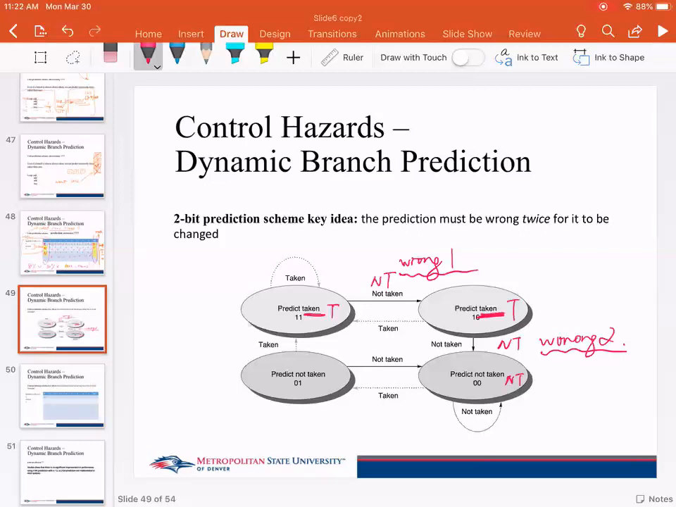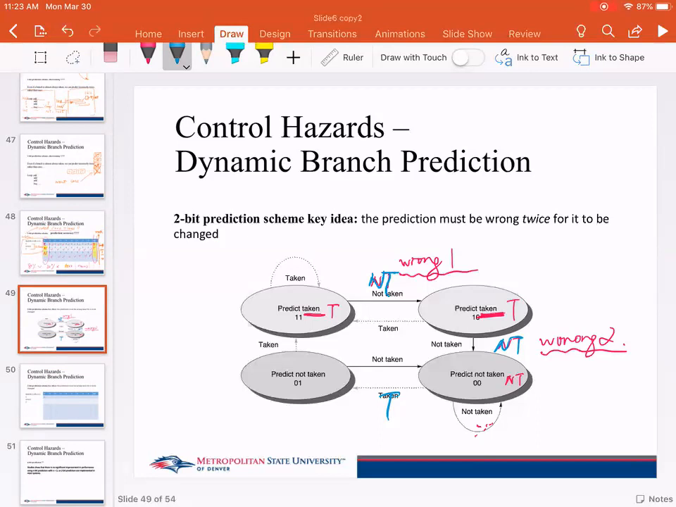And suppose I'm currently predicting NT and the reality is NT. If the reality is NT, then I do not need to make any change. However, I might be wrong with a certain probability. So if the reality is T, so I will write the reality in blue color. What happened in reality is, when the program gets executed, you made a wrong prediction. You are predicting NT, however, it should be T.